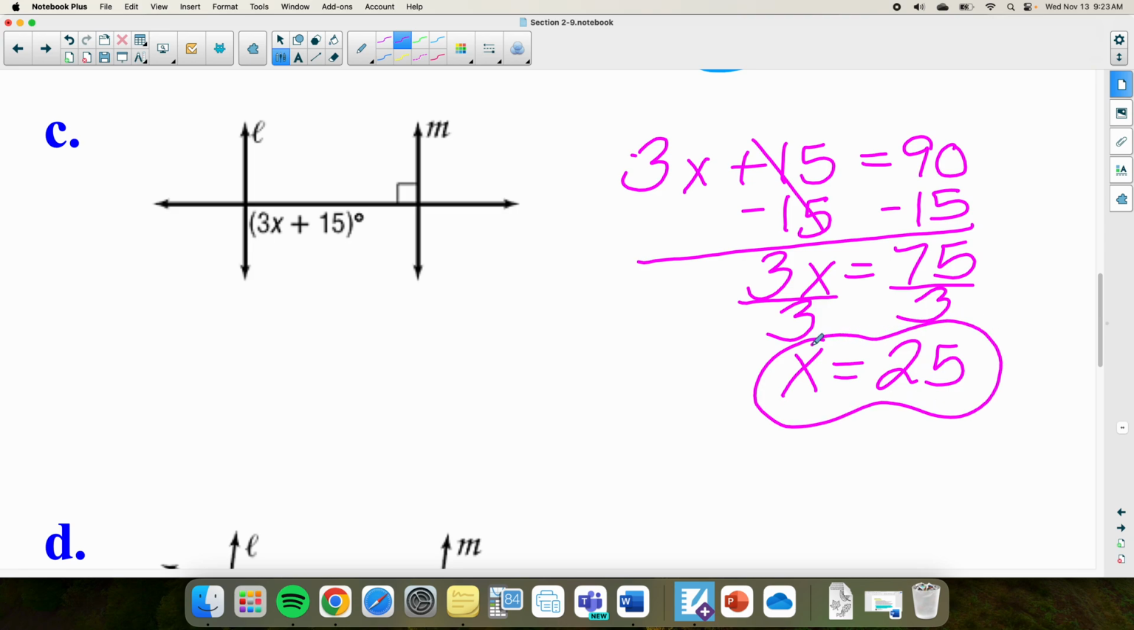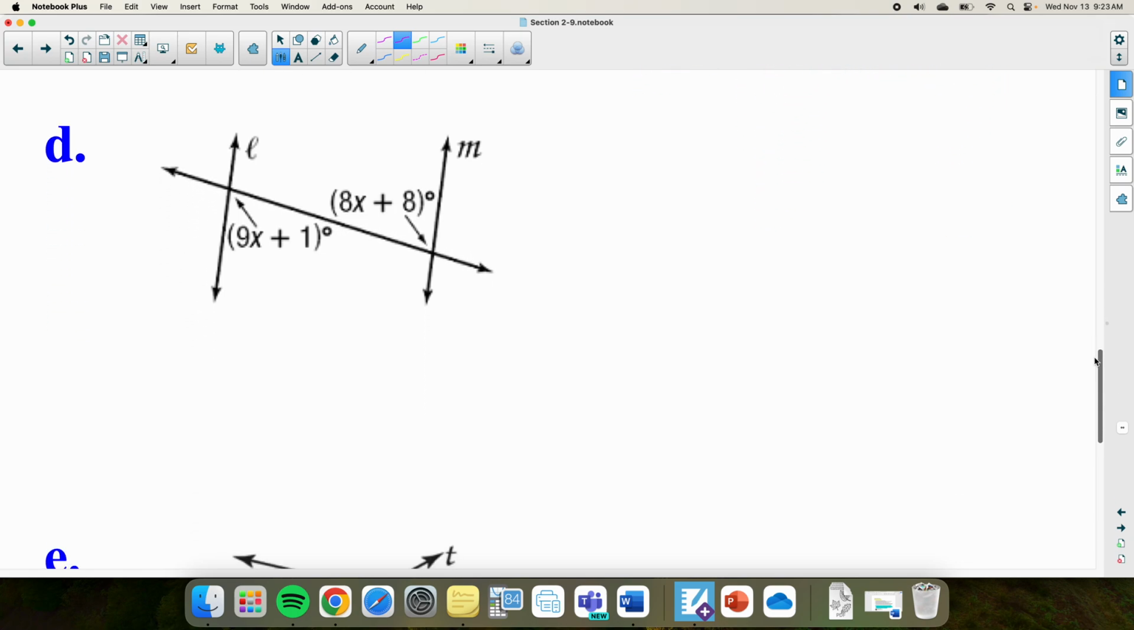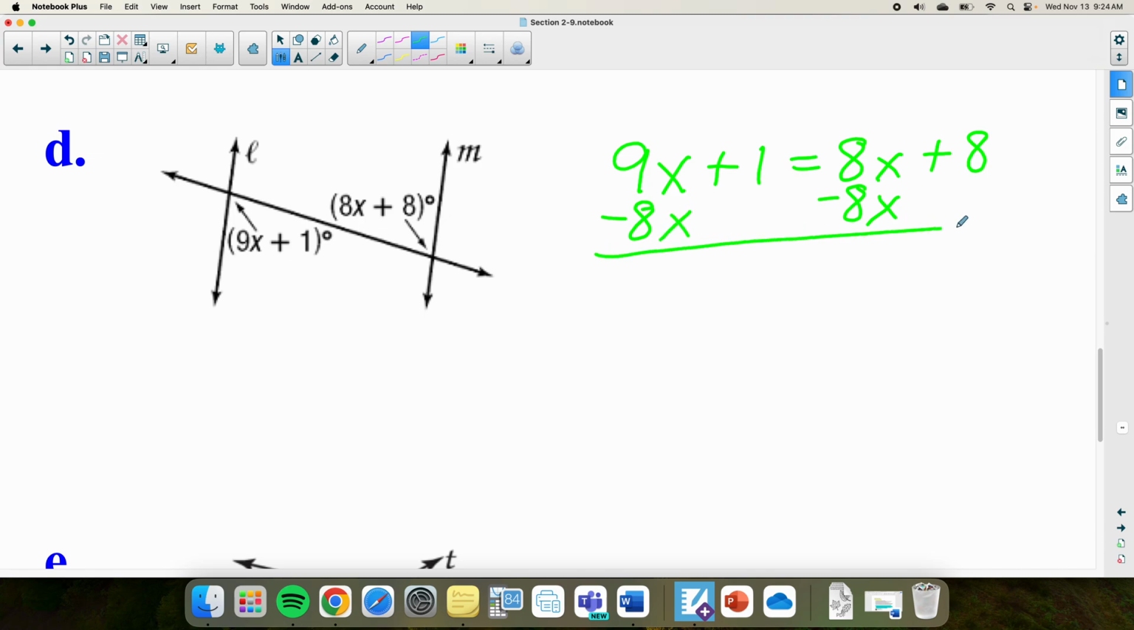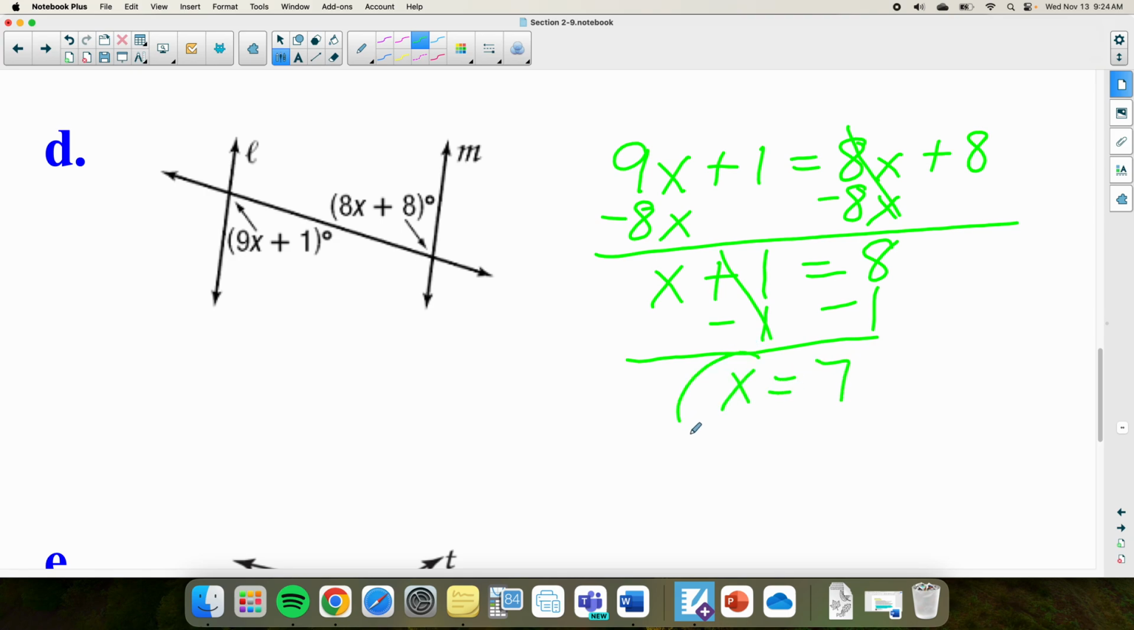Okay. Now if we look down here, these again are alternate interior. And again with alternate interior, you're just going to set them equal to each other. So I'm going to bring the 8x over. 9x minus 8x is x, plus 1 equals 8, minus 1, and x is 7. Okay.